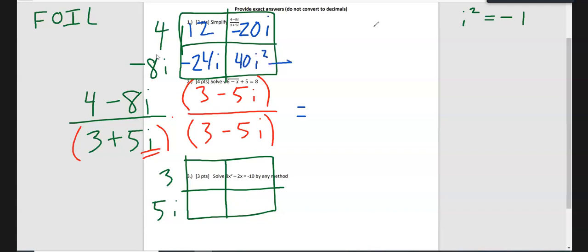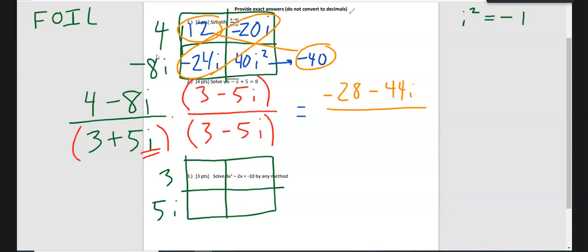So what is that one really? Negative 40? That's negative 40. Well, that negative 40 can be added together with the 12. Those two can get added together, and that's going to give me negative 28. Likewise, the negative 20i and the negative 24i give me negative 44i. So there's my numerator.